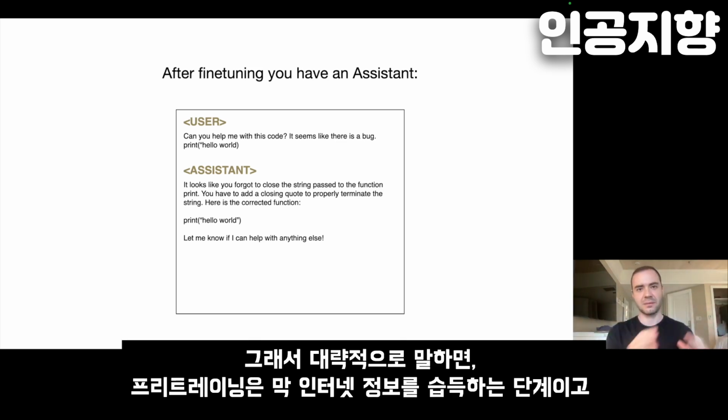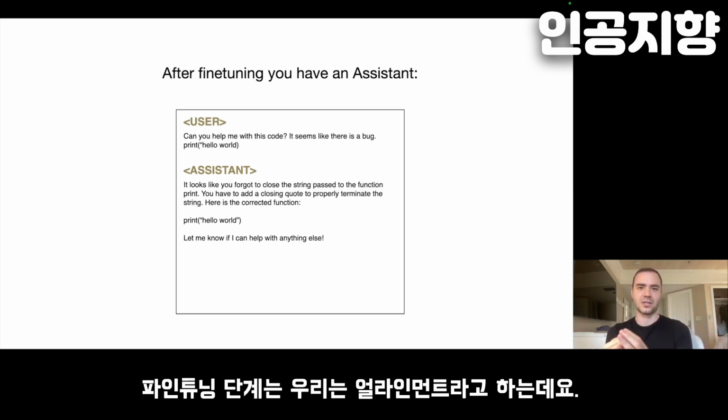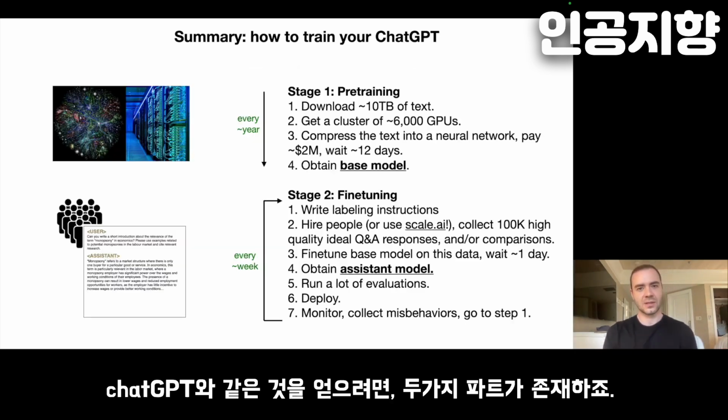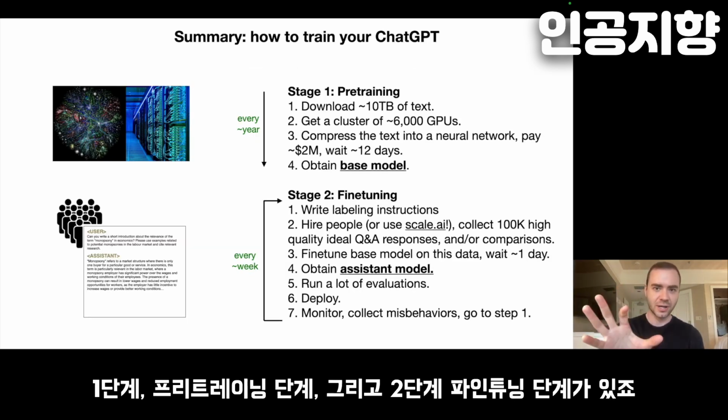So roughly speaking, the pre-training stage trains on a ton of internet and is about knowledge. And the fine-tuning stage is about what we call alignment. It's about changing the formatting from internet documents to question and answer documents in a helpful assistant manner. So roughly speaking, here are the two major parts of obtaining something like ChatGPT. There's stage 1 pre-training and stage 2 fine-tuning.